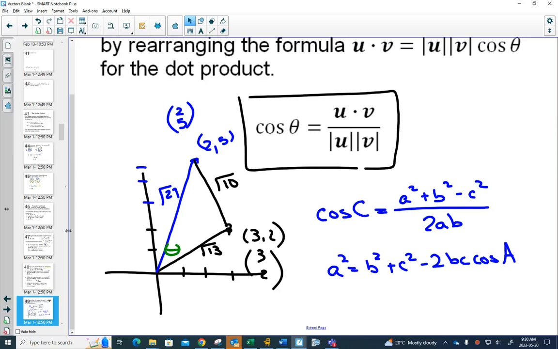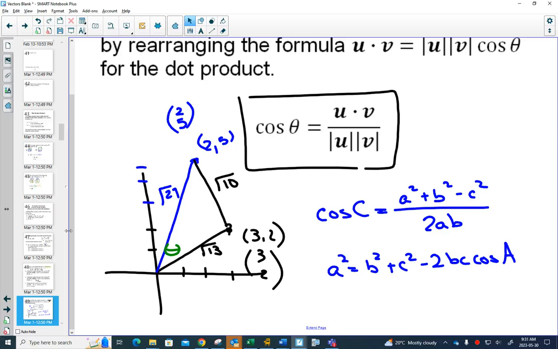Do you remember your cosine law? Formulas? Maybe not so much. There's your cosine law formula. So what I would have to do now is, after doing a squared plus b squared equals c squared on all three of those, plug all three of those sides into the formula, I would get a number, and with that number, I could do cos inverse.